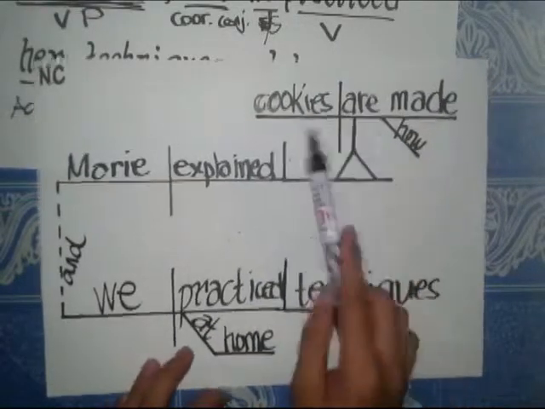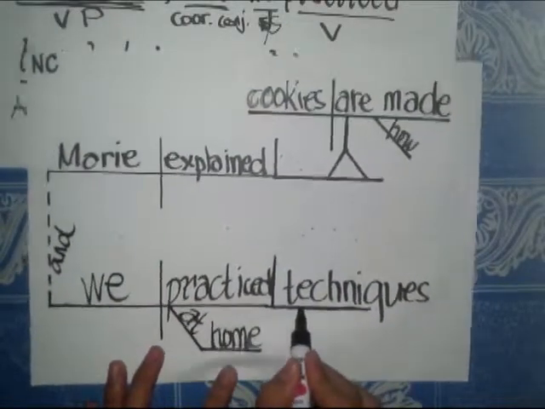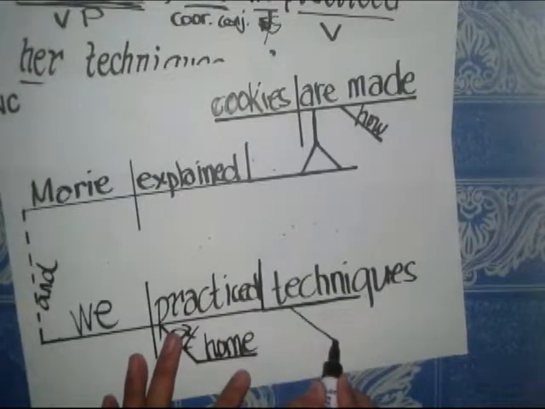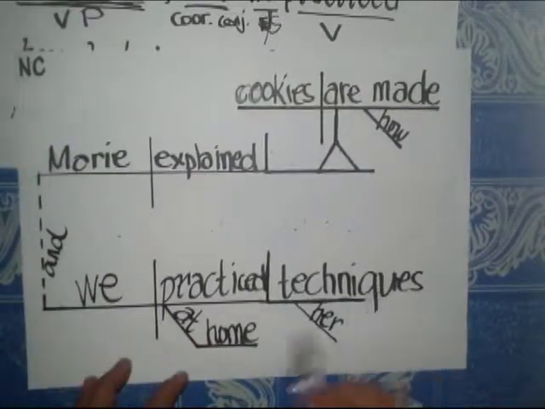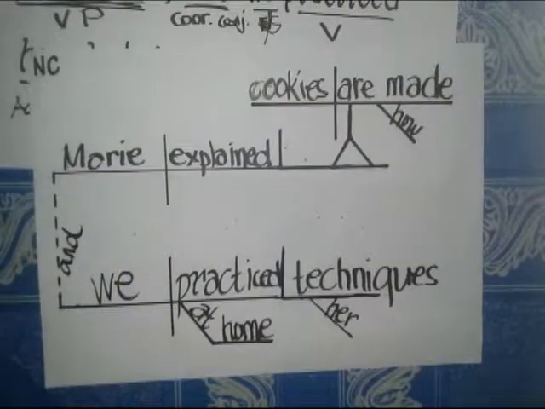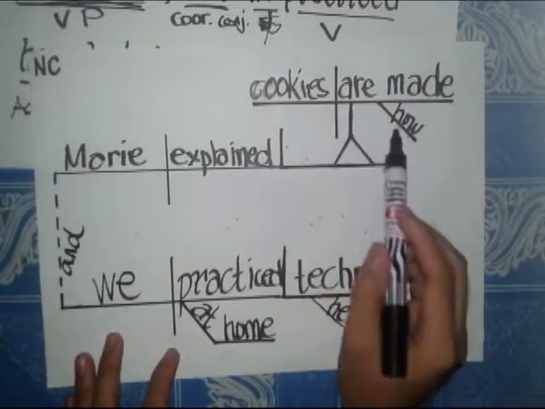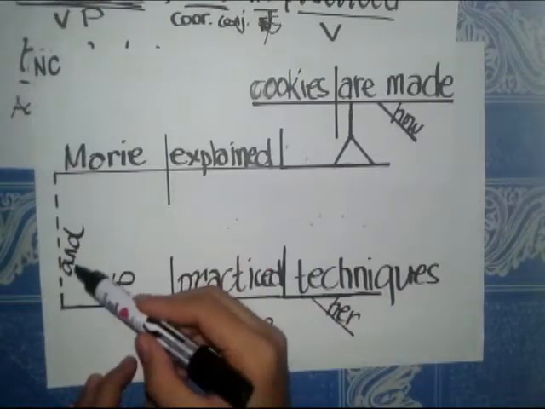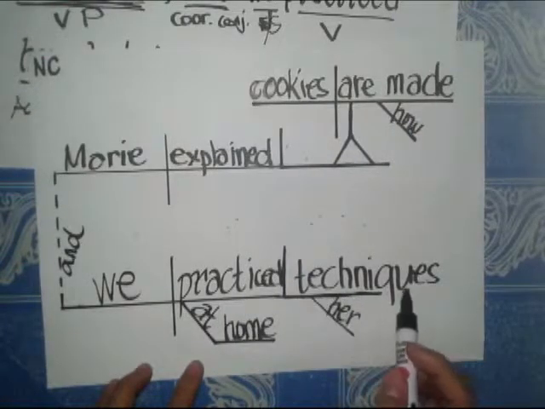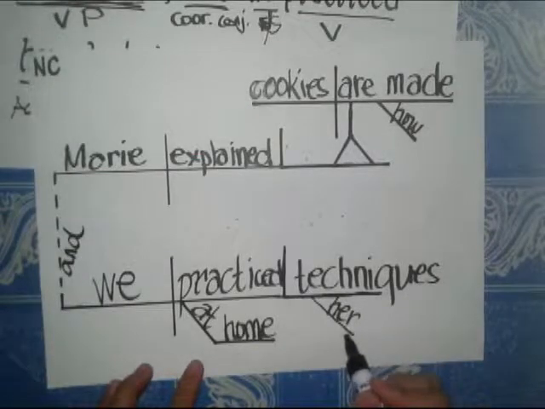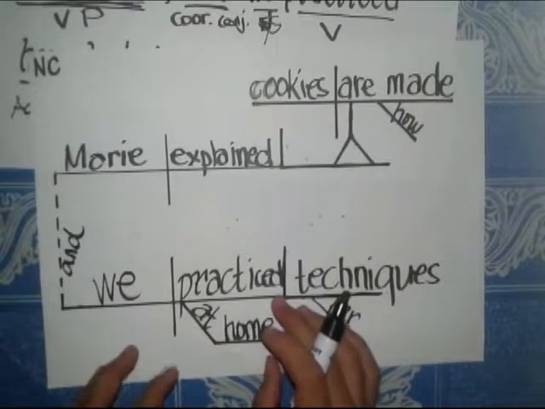Marie explained how cookies are made, and we practiced her techniques. Oh, I forgot. We should put here the modifier, which is the adjective her. So her techniques at home. So that's it: the subject and the verb, and the adverb how, then the coordinating conjunction and, then the subject we, practiced as the verb, then techniques as the object of the verb, then her, adjective, and at home as a prepositional phrase, at as the preposition, and home as the object of the preposition. Okay?